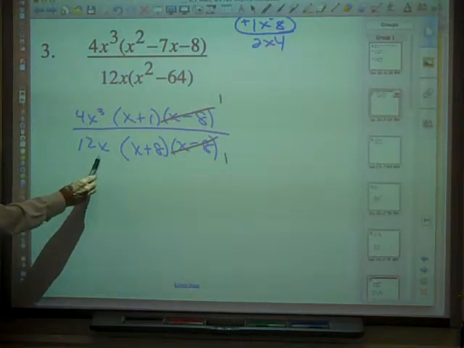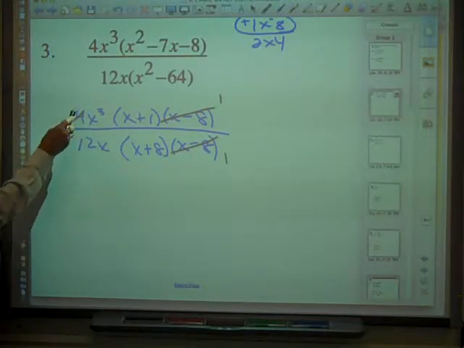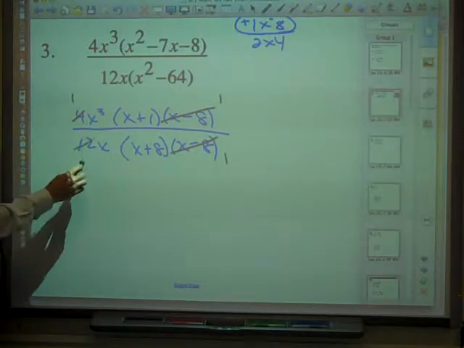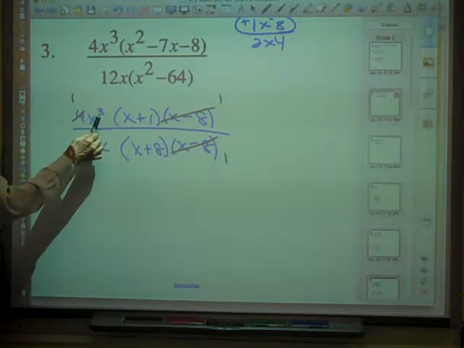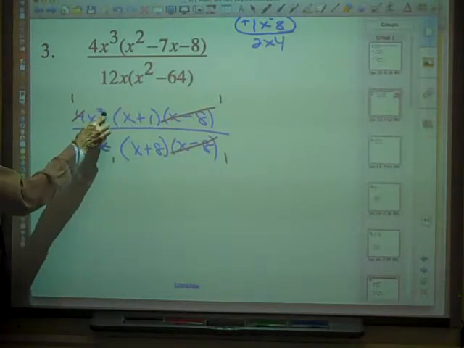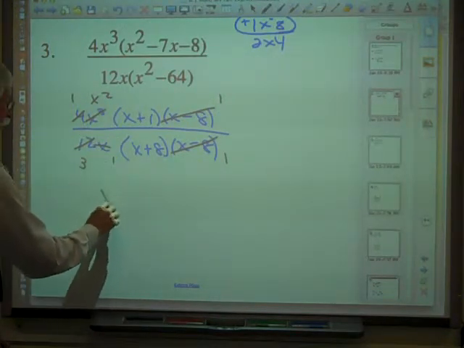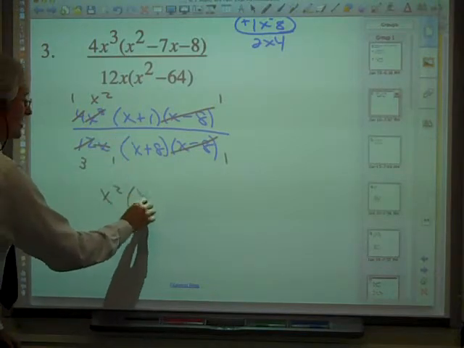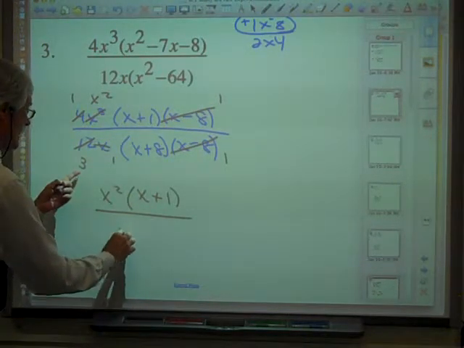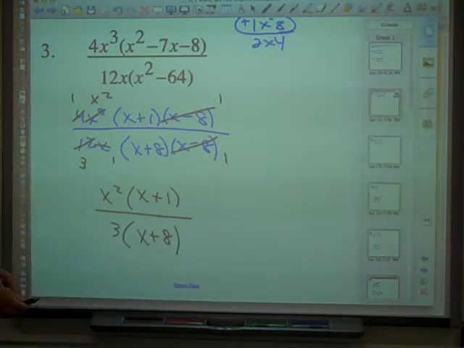Since these are all multiplying, what did we say about multiplying, guys? They can cancel with each other. So 4 goes into 4 once, 4 goes into 12 3 times. Can that x cancel one of those x's? Yeah. Definitely. So that x will go completely, and if you cancel one of those x's, you're left with x squared. So what's left is x squared with x plus 1 on the top, and 3 with x plus 8 on the bottom.